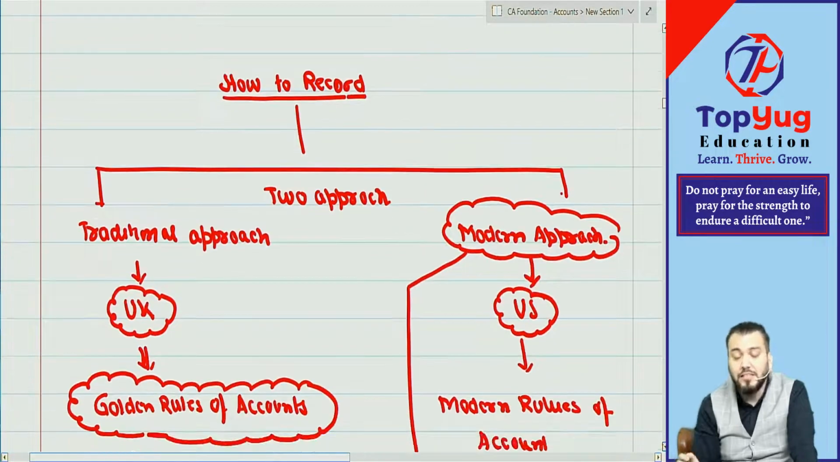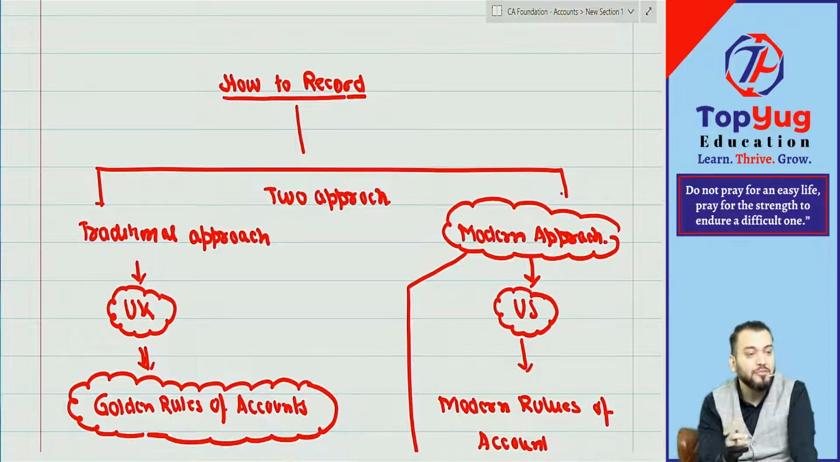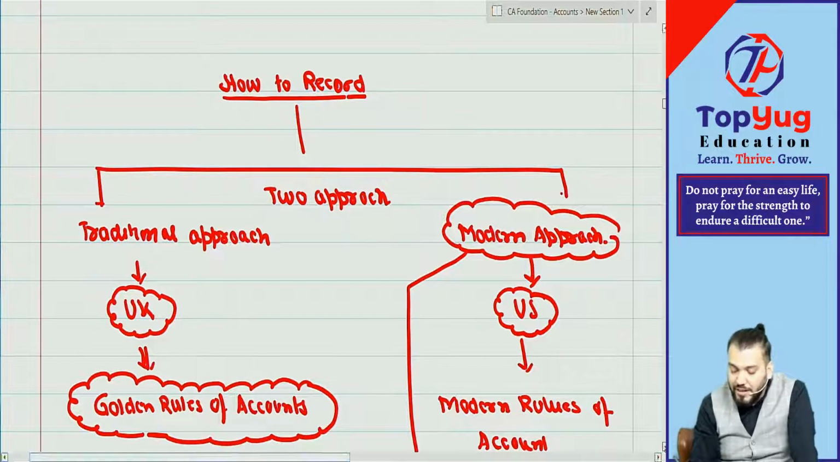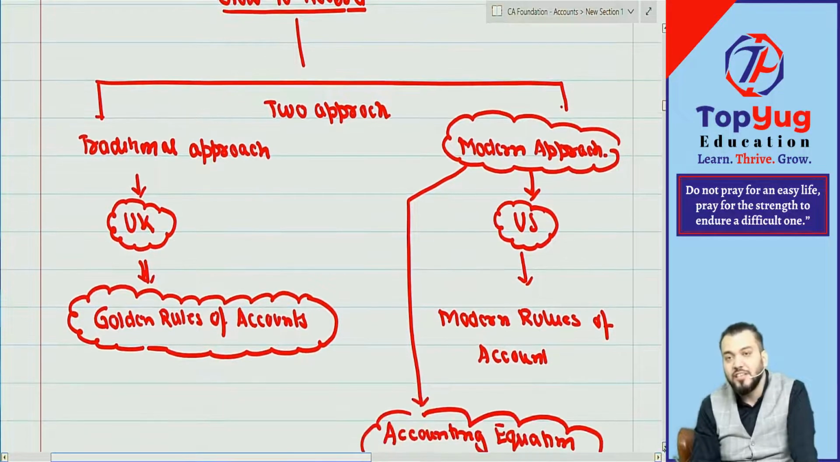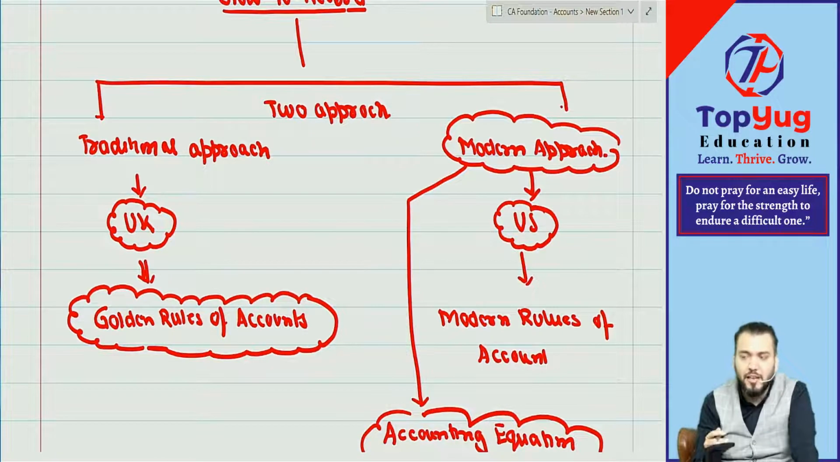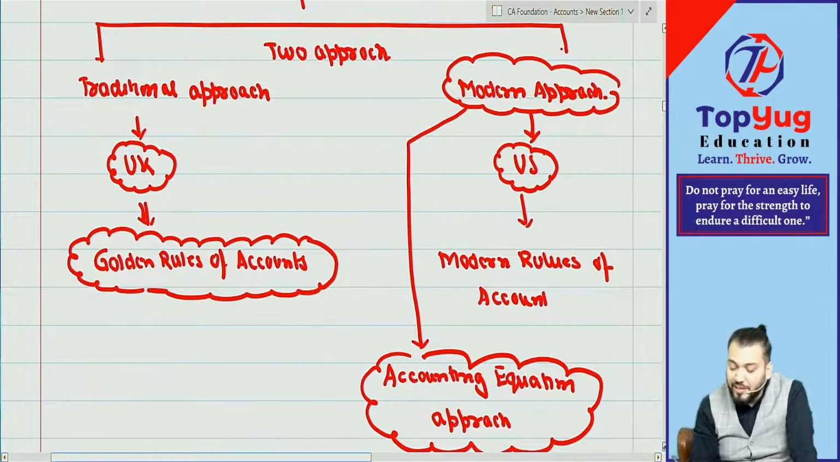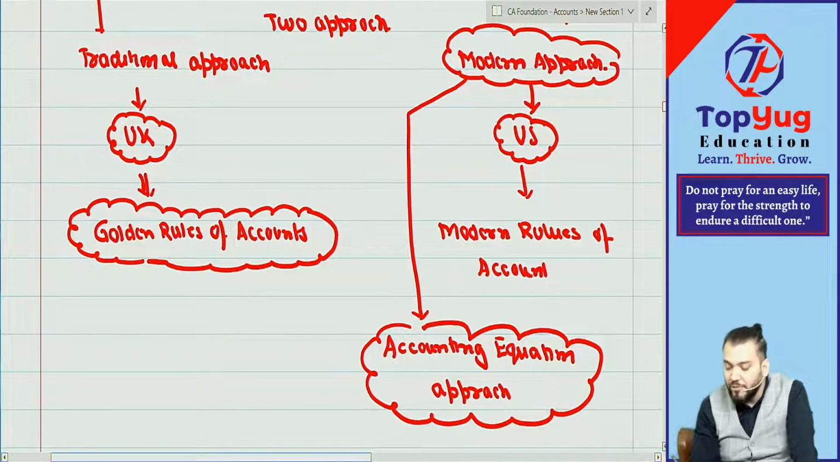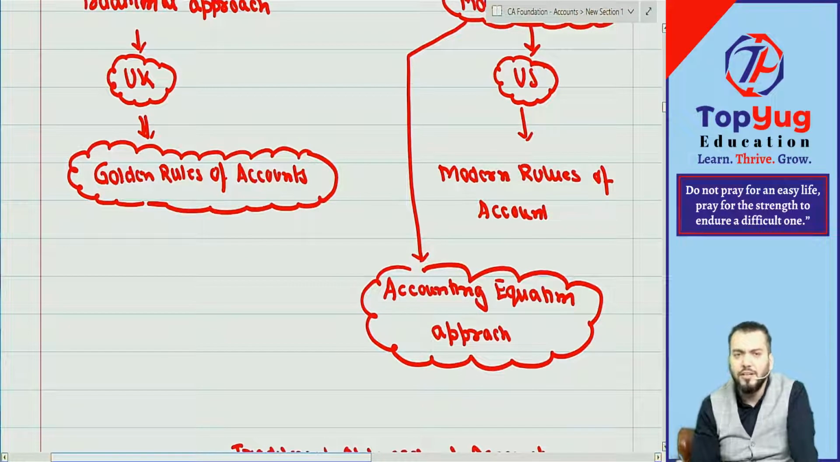Then we have also understood that the system of recording, means system of accounting by using the dual aspect concept, is known as double entry system. So in accounting, we follow double entry system only. Then we came to how to record. For that, we have understood that there are two approaches. One is traditional approach, another is accounting equation approach. Traditional approach is based on UK, and accounting equation approach is based on US. Now traditional approach has given golden rules of accounting, and accounting equation approach has given modern rules of accounting.